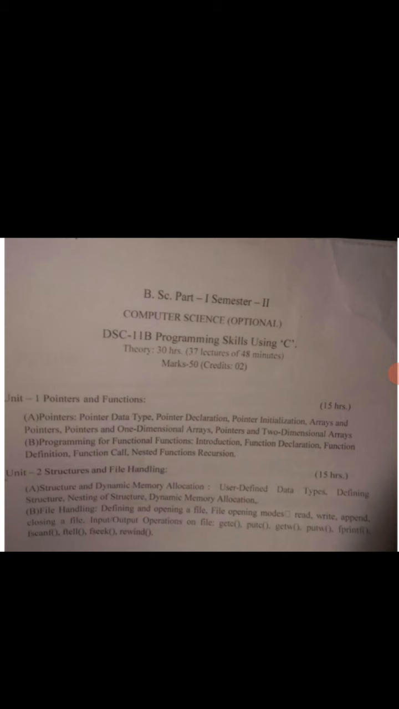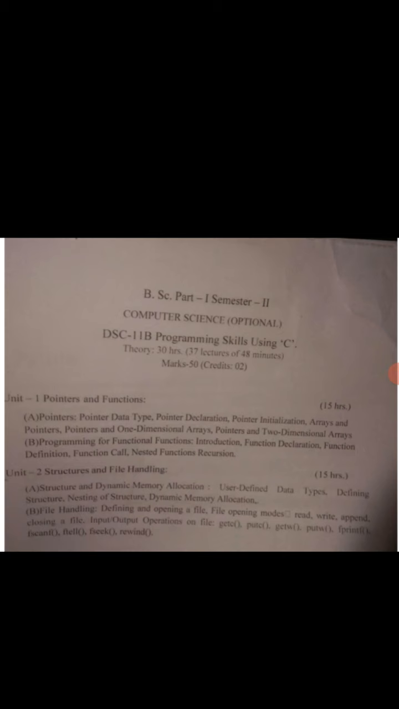Unit number 1, pointers and functions, contains two parts, A and B. Point A contains pointers, and point B contains programming for functions. See, point A: pointers.